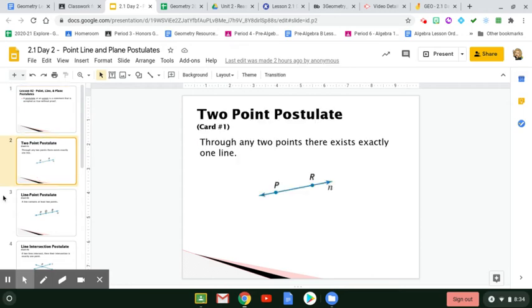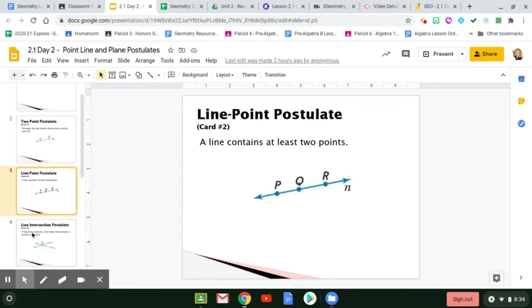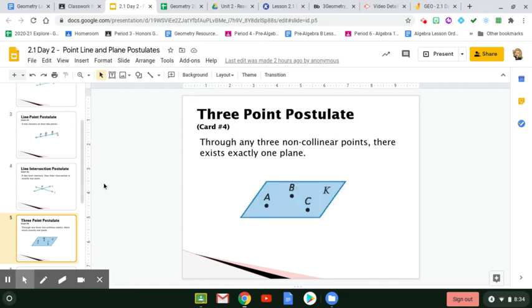This is the 2 point postulate. That's the first one, postulate 5: through any 2 points, there exists exactly one line. There's a nice visual representation of that. The line point postulate: a line contains at least 2 points. Nice visual representation. If two lines intersect, then their intersection exists in exactly one point. The 3 point postulate: through any three non-collinear points, there exists exactly one plane.